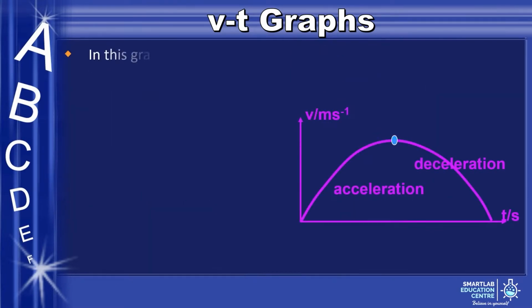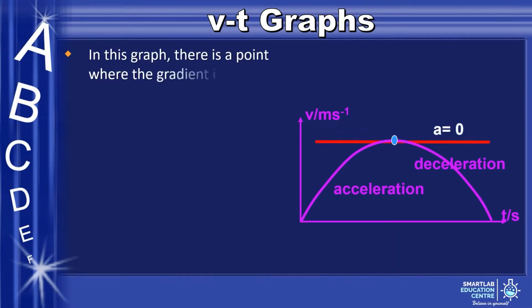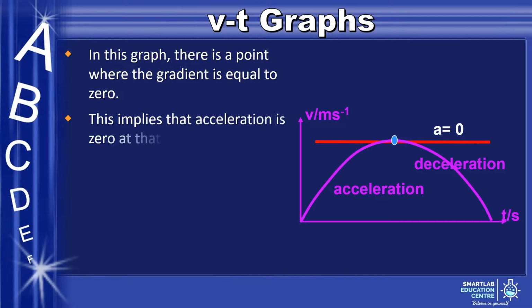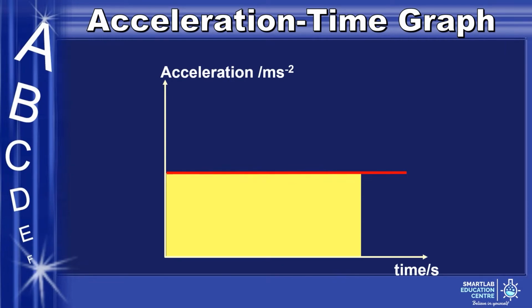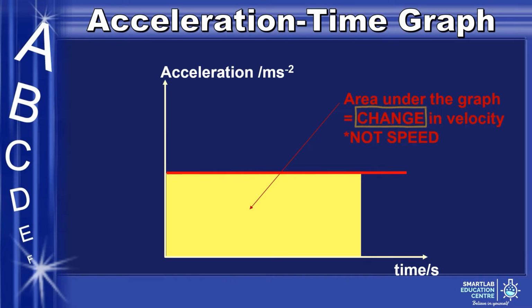In this graph, there is a point where the gradient is equal to 0. This implies that acceleration is 0 at that point. Lastly, acceleration-time graphs. The area under the graph suggests the change in velocity. Take note that it represents the change and not the exact value of velocity in time.